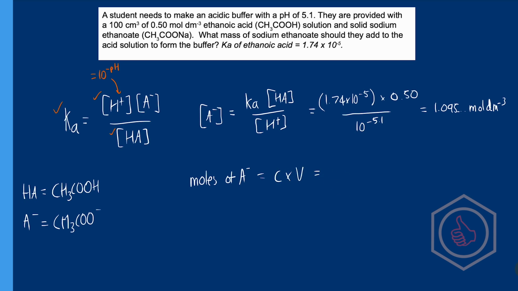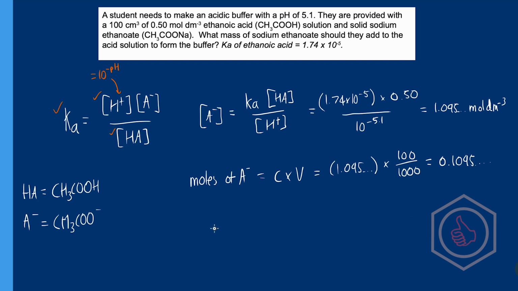Well, we've just said that the concentration is 1.095. The volume of the solution that we need to end up with is 100 centimeters cubed, because we're adding the solid to 100 centimeters cubed of solution. So times 100 divided by 1,000. We have to divide by 1,000, remember, to get it from centimeters cubed to decimeters cubed. And this gives us the moles of A- present as 0.1095. So now we know the moles of A- that we need to add to this system.